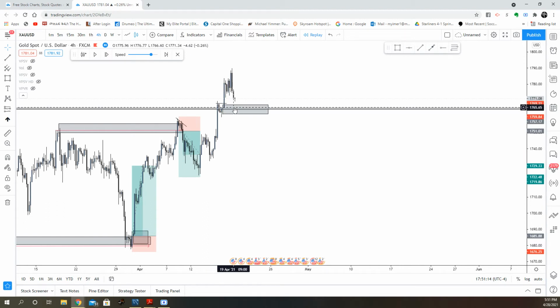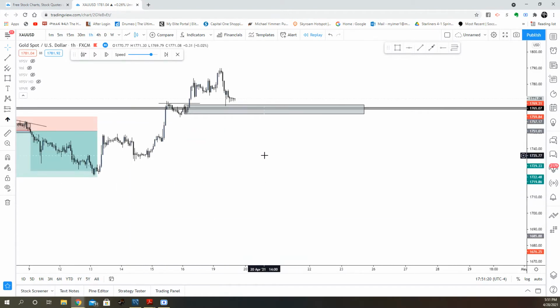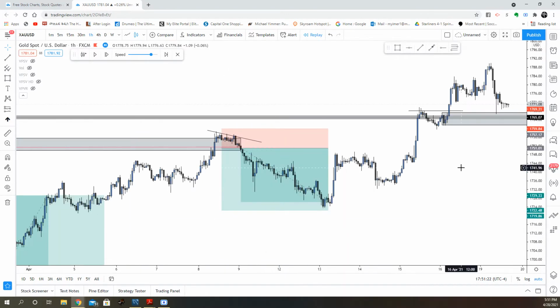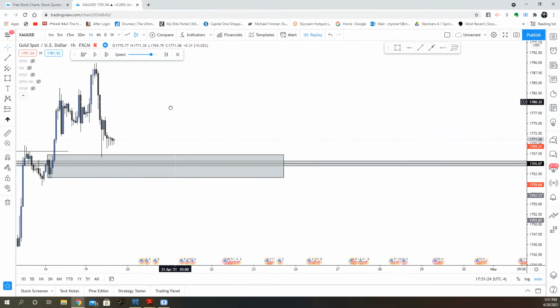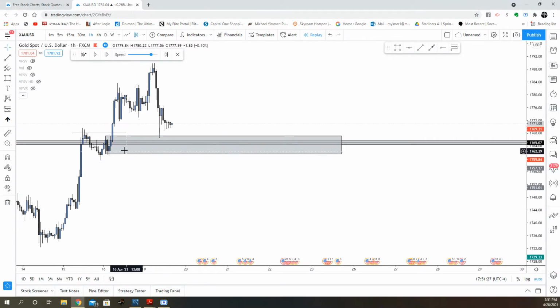Price came and touched and retested, right? Okay, let me go over to the 1 hour and let me show you how I see this. Okay, you see this demand right here? This is my demand, and price made a higher high, higher lows, higher high, higher lows, higher high, and boom.